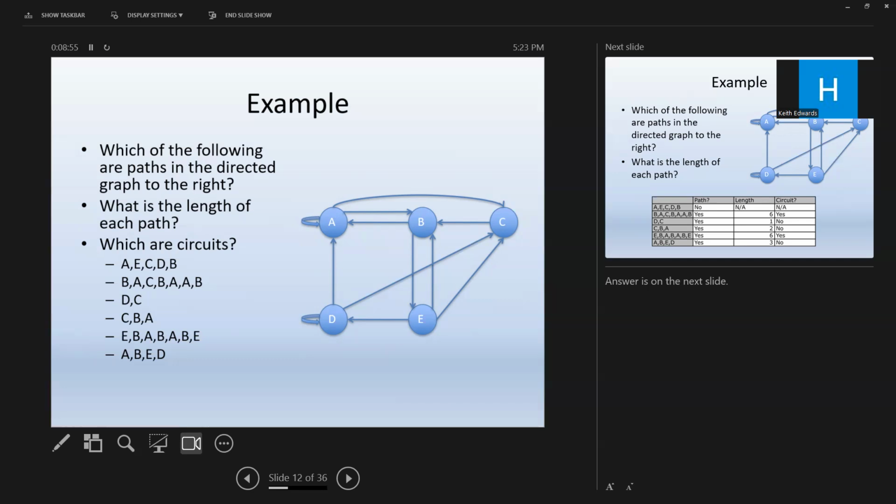D to C, yeah, there's a path there. We don't end up where we started, so that's not a cycle. C to B to A, yes. That one is of length 2, but it is not a cycle. E to B, yes. To A, yes. To B, yes. To A, yes. To B, yes. And back to E. We end up back where we started, so that one is a cycle, and it is of length 6. And then we can go from A to B to E to D. We don't end up where we started, so it's not a cycle, but it is of length 3.